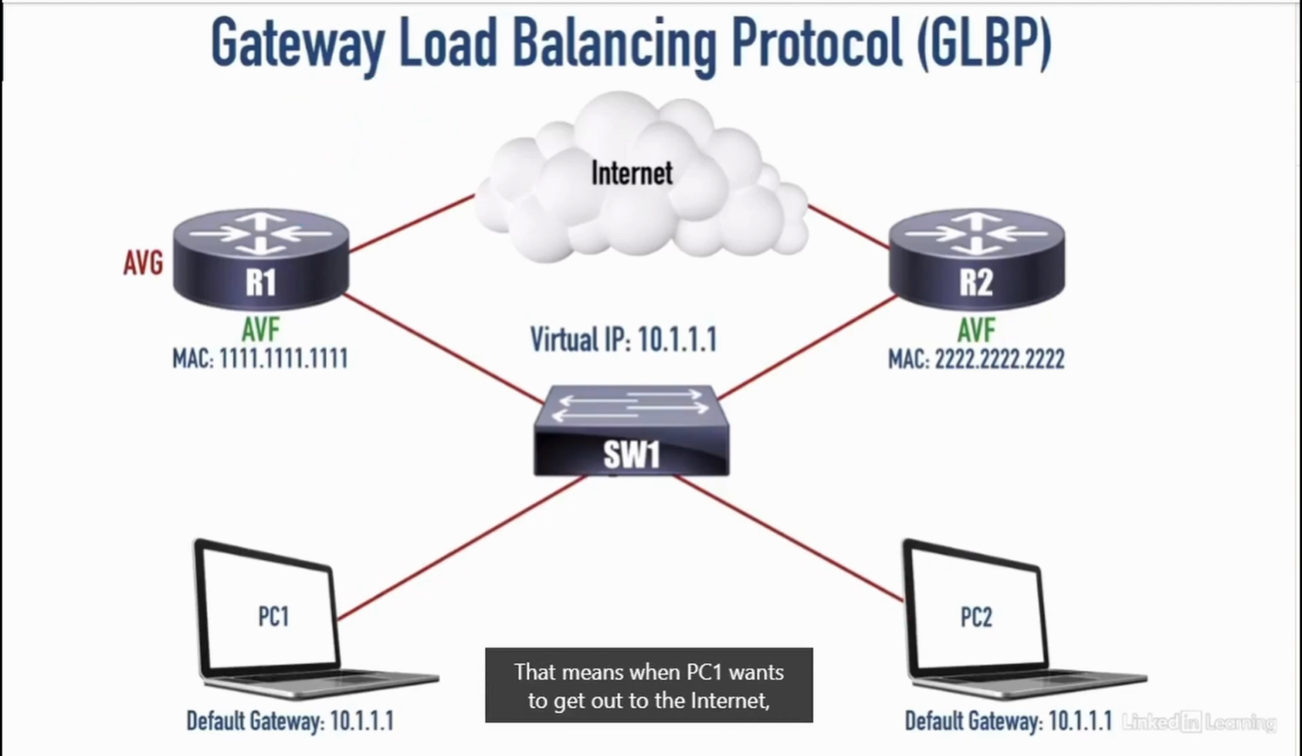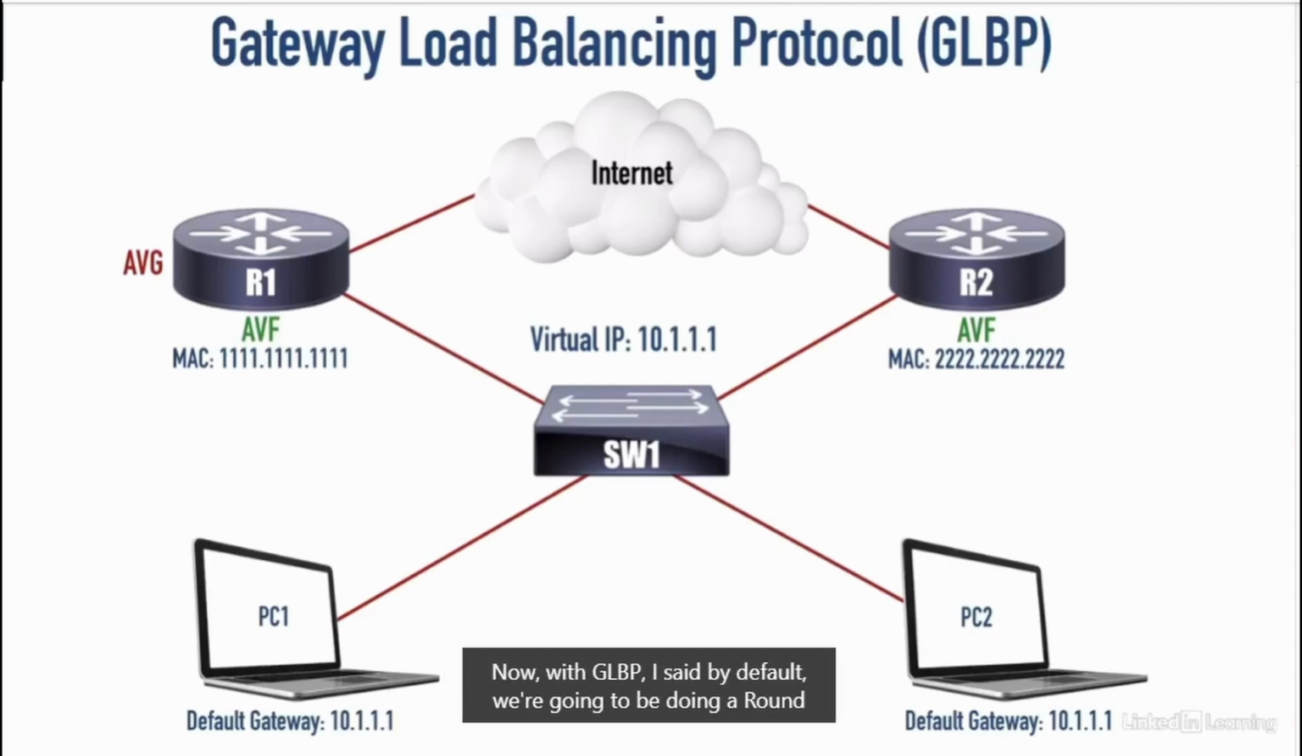That means when PC1 wants to get out to the internet, it's going to be going to the all ones MAC address of R1. And when PC2 wants to get out to the internet, yeah, you guessed it, it's going to go via R2's MAC address, the all twos MAC address. That's the distinction between HSRP, VRRP, and GLBP.